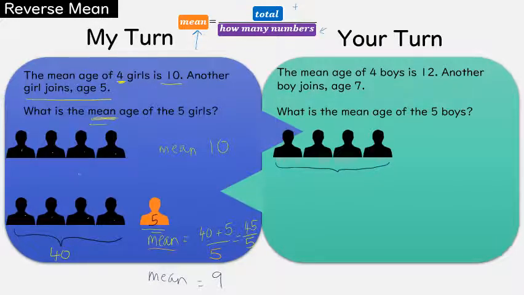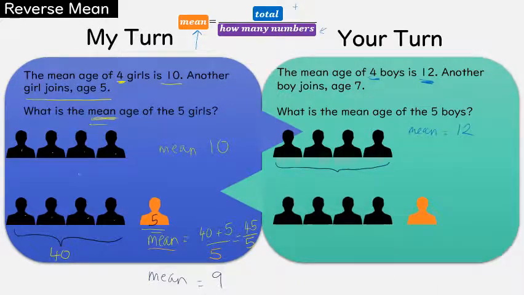The mean age of 4 boys is 12. Sorry, the mean is 12. The mean of 4 boys is 12. Another boy joins here who's 7 years old, and we've got to work out the mean of this bit here. That's the question. Well, to find the mean this bit here, we need 2 bits of data. We need to know the total of their ages, and we need to know how many people there are. Well, we know there's 5 people, but we don't know the total. So I need to find the total of these 4 boys to start off with.